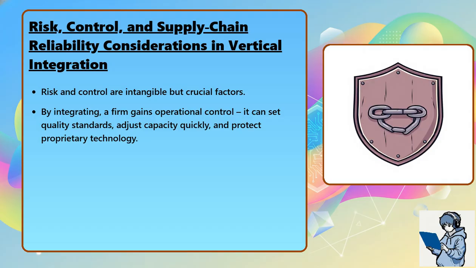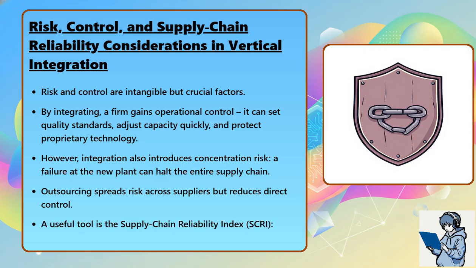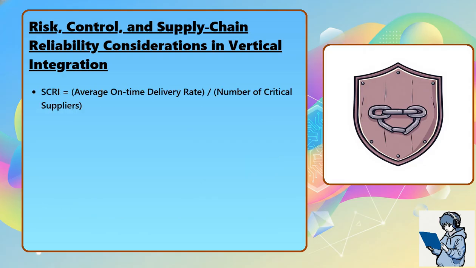It can set quality standards, adjust capacity quickly, and protect proprietary technology. However, integration also introduces concentration risk: a failure at the new plant can halt the entire supply chain. Outsourcing spreads risk across suppliers but reduces direct control. A useful tool is the Supply Chain Reliability Index, SCRI. SCRI equals average on-time delivery rate divided by number of critical suppliers.